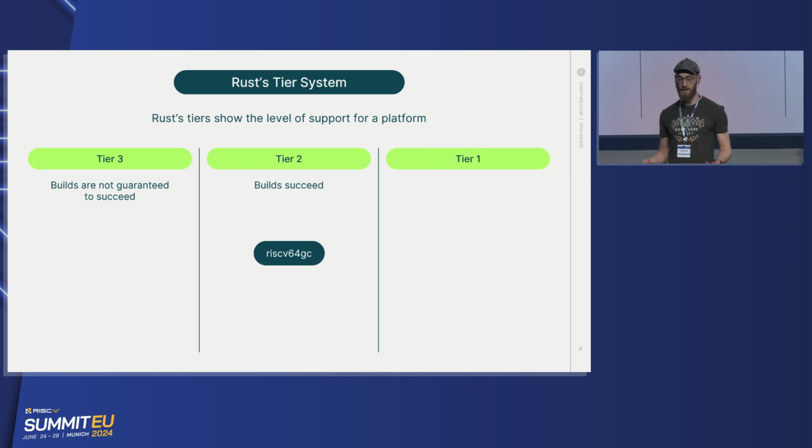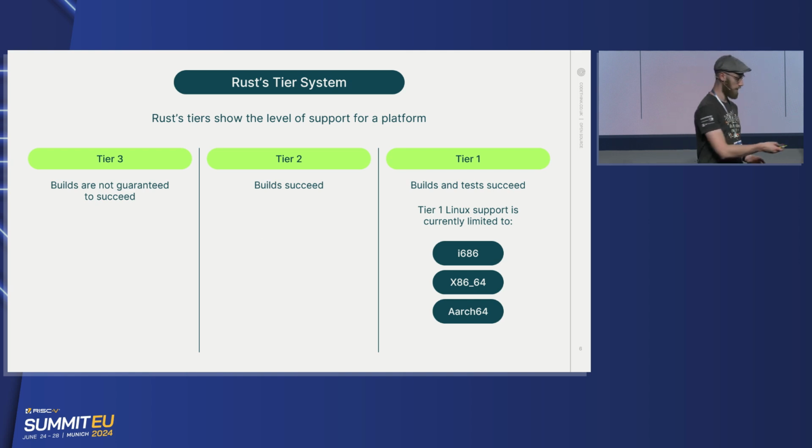And then lastly, there's Tier 1. This is the tier we want to bring the target to. And this not only guarantees successful builds, but also that it works as one would expect. That is, the entire Rust test suite runs successfully on this target. So if you use a Tier 1 target, you can expect it to just work.